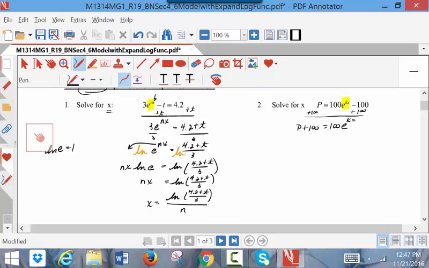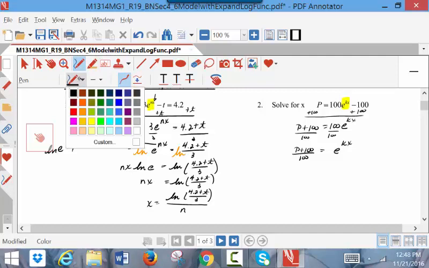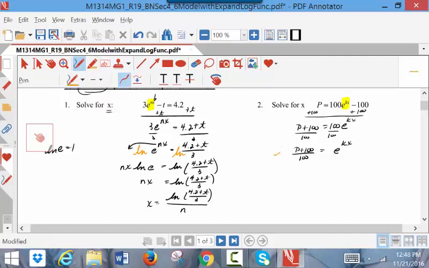Now we still don't have just the exponential term that's highlighted. We still don't have it isolated because the 100 is that coefficient that we need to get rid of. So divide both sides by the 100. So this becomes p plus 100 over 100 equaling e to the power of kx. So we've isolated the highlighted term, the exponential term, and now to get the variable x out of the exponent, we're going to take the natural log of each side of this equation.